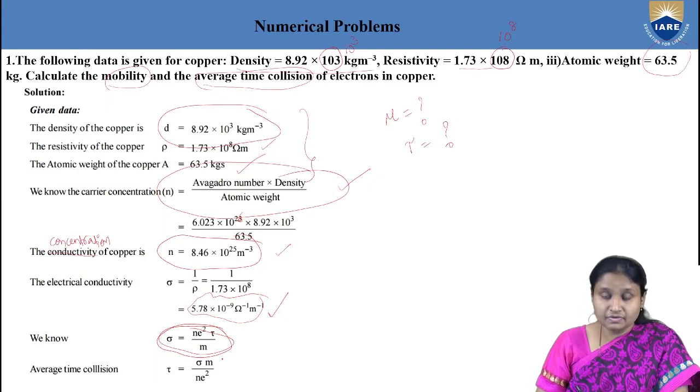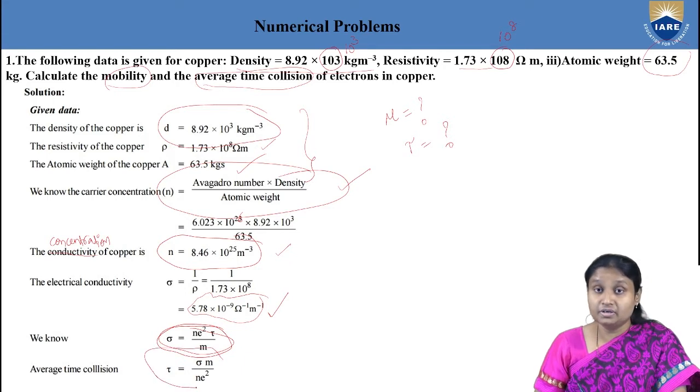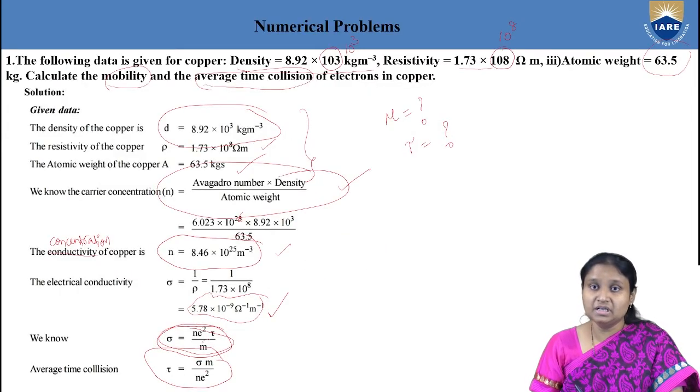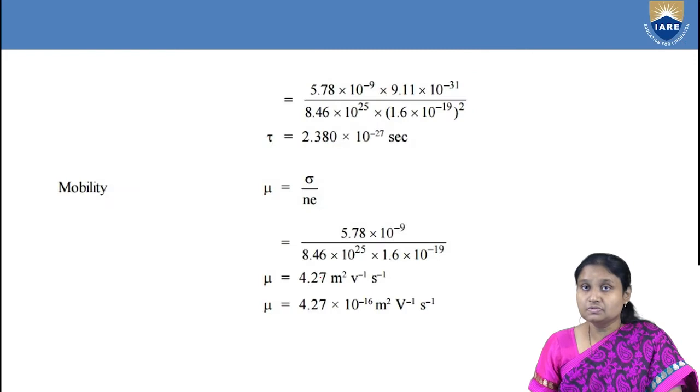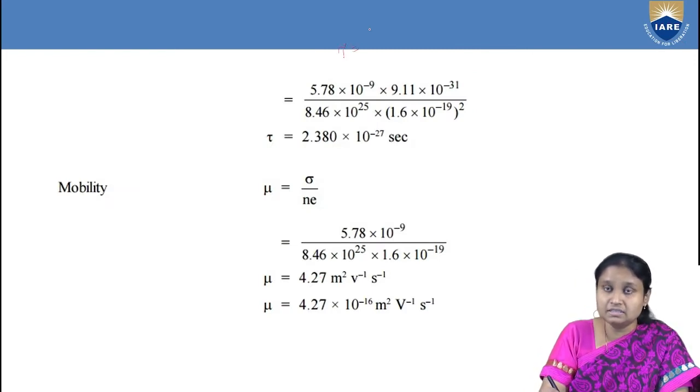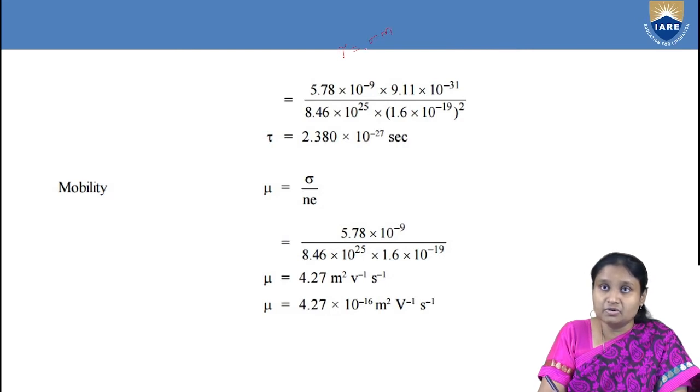Then of course, when we try to get the formula for mean collision time, if we rearrange the terms, it is given as sigma m by N e square. And here m is nothing but the mass of electron. So when we substitute all those values, tau is given as conductivity sigma into mass of electron divided by carrier concentration into square of charge of electron.